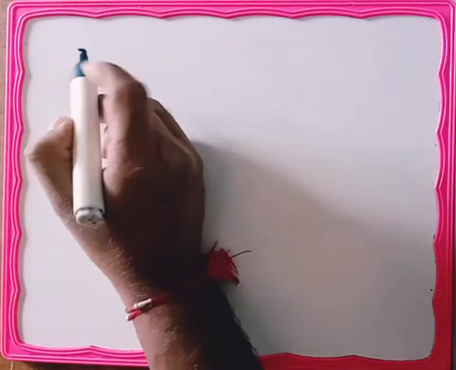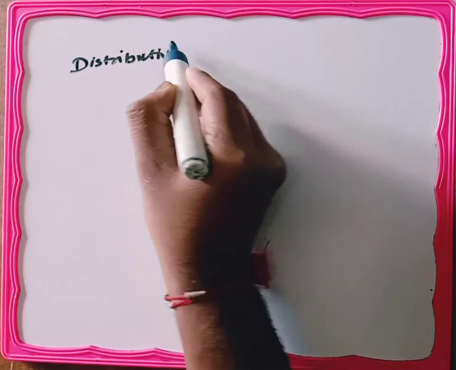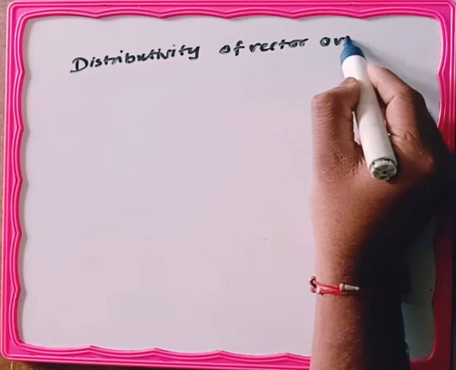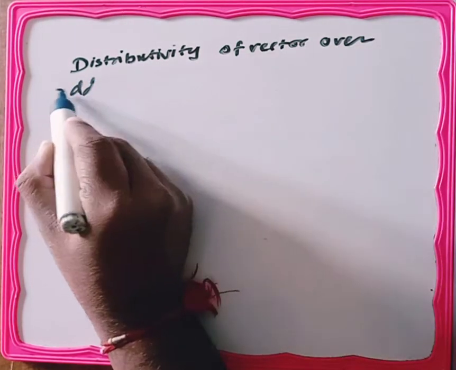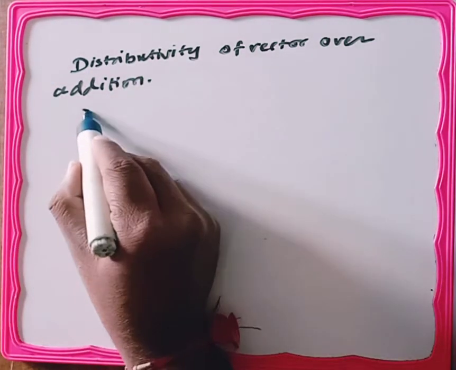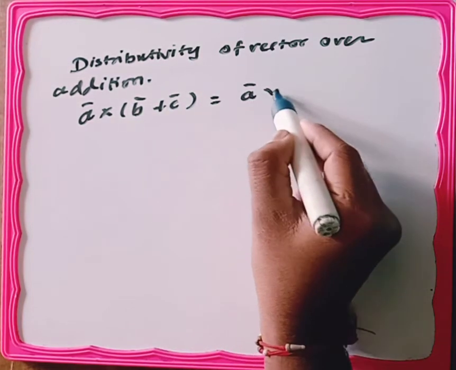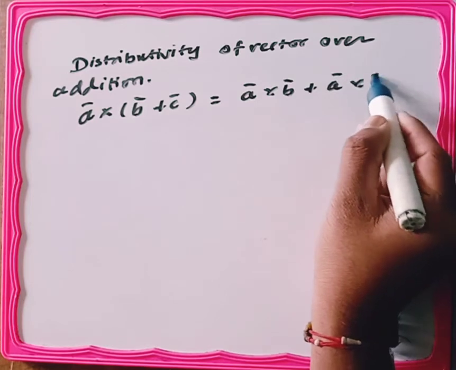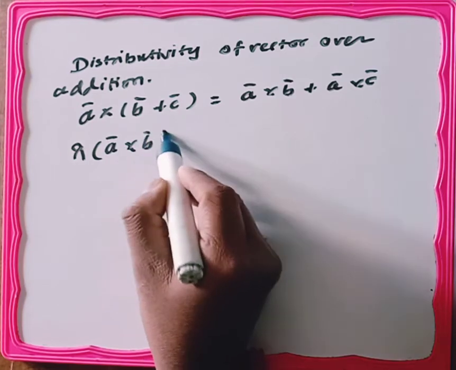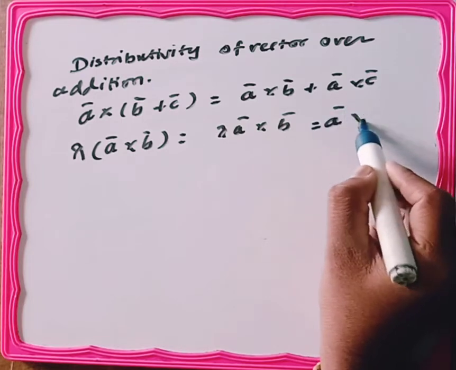Now we will see distributivity of vector product over addition. So clearly we can write a bar cross (b bar plus c bar) equals a bar cross b bar plus a bar cross c bar. Also, a scalar multiplied with a bar cross b bar, we can write lambda (a bar cross b bar) equals lambda a bar cross b bar or a bar cross lambda b bar.